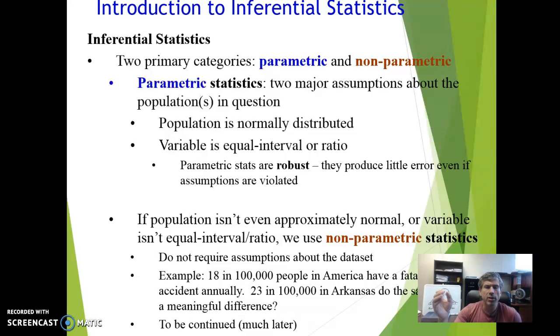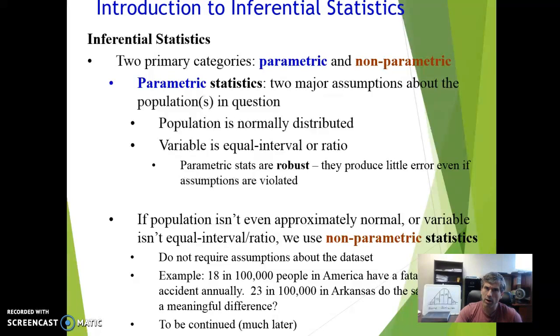Let's say we look at the numbers, and across America, about 18 in 100,000 people have a fatal traffic accident annually. In Arkansas, the rate is a bit higher. It's 23 in 100,000. By the way, these are old scores. I have no idea if they're true now, but for our purposes, they're true. So is that big enough to say that there's a meaningful difference there? That driving in Arkansas overall is more dangerous than driving in the rest of America?